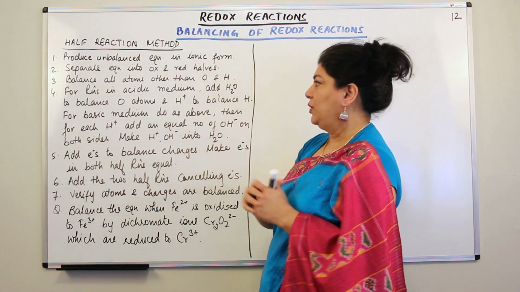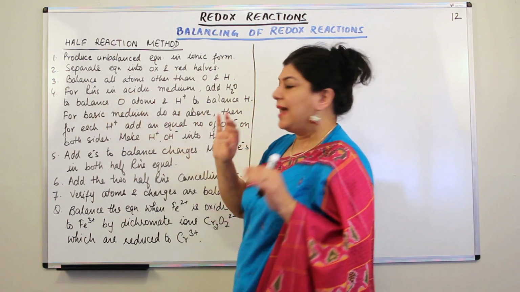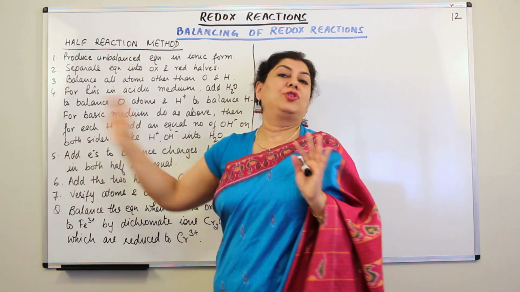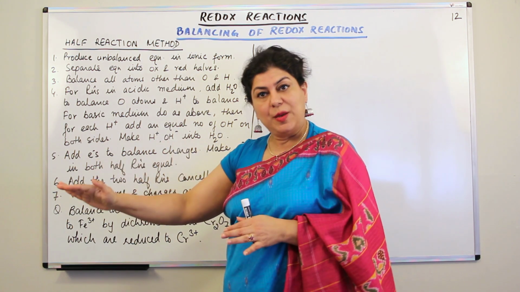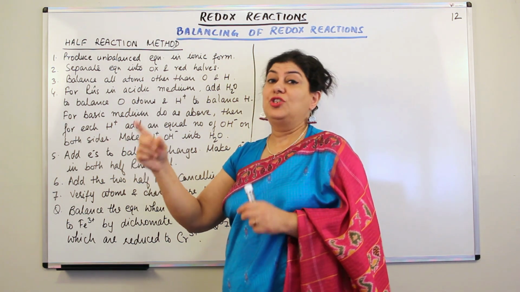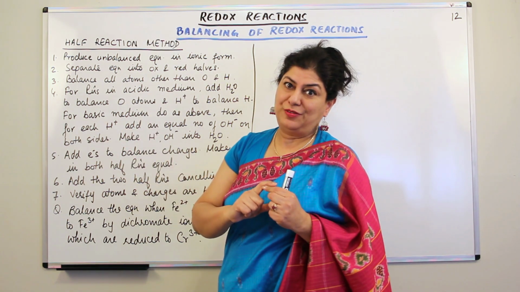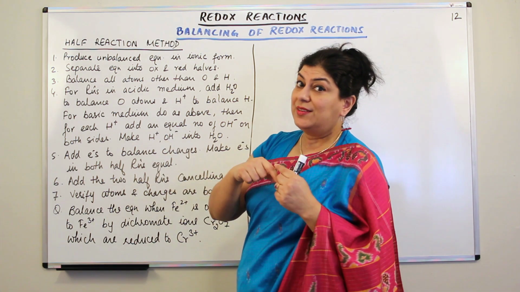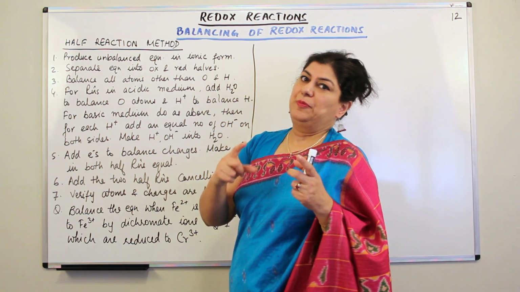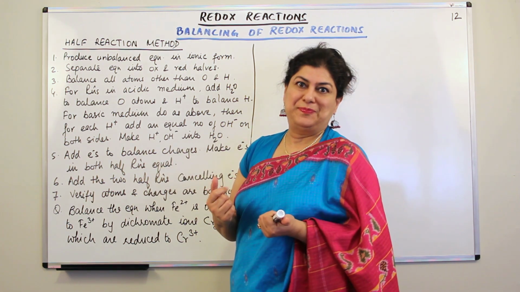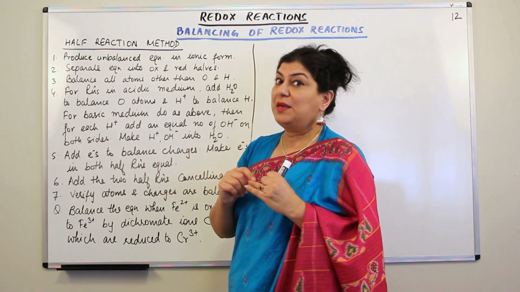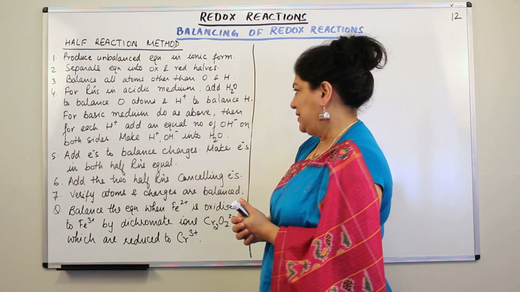So we'll put in water molecules first. For a reaction in acidic medium, we will first add water molecules to balance the oxygens. And once the oxygens are balanced, then on the basis of the total number of oxygens, you will add H positive on the other side, and you will be adding OH negative on the appropriate side if it is basic medium. So if it is acidic medium, you will add H positive. If it is basic medium, you will add OH negative.